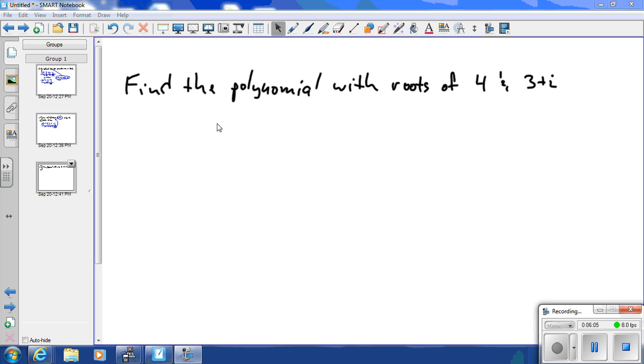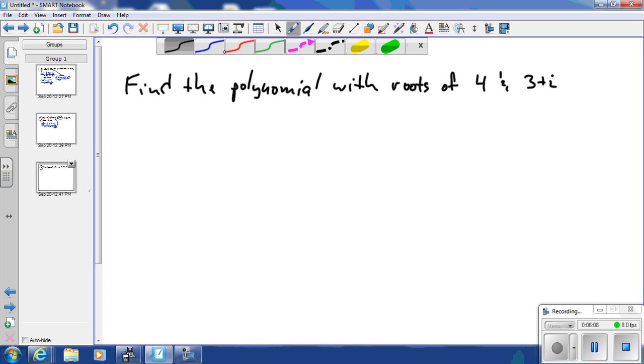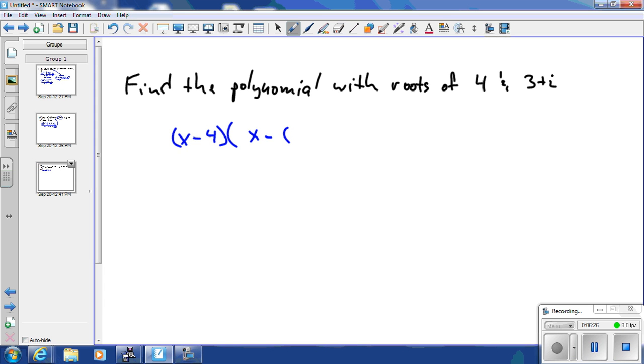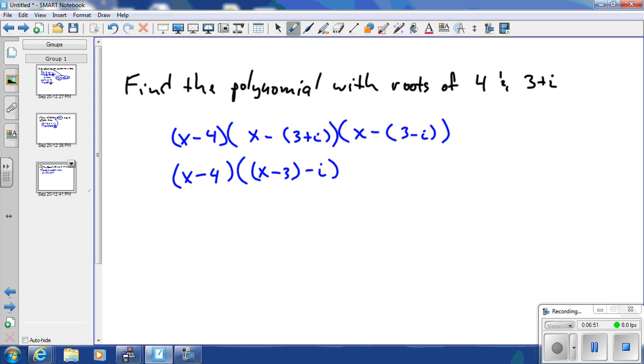Here's another one. We did these in class, but I wanted to take an opportunity to do another one of these with you. We're looking for a polynomial that has zeros, or roots, I'm sorry, of 4 and 3 plus i. And so what we saw that means is that x minus 4 is going to be a factor, as well as x minus (3 plus i), put it in parentheses. And don't forget that these complex ones occur in pairs, so we are also going to have x minus (3 minus i).